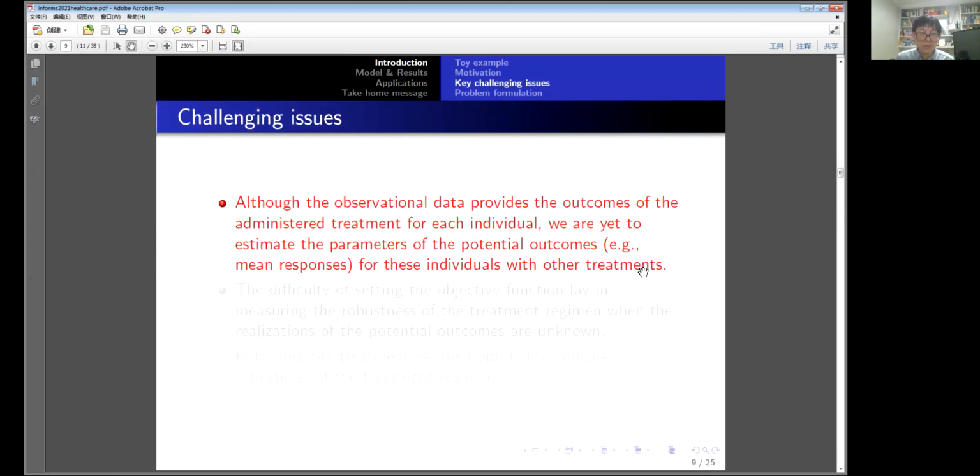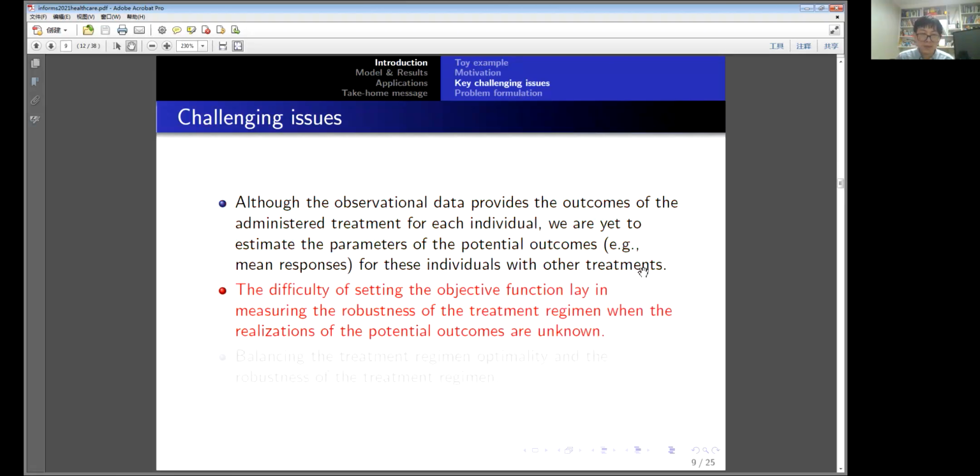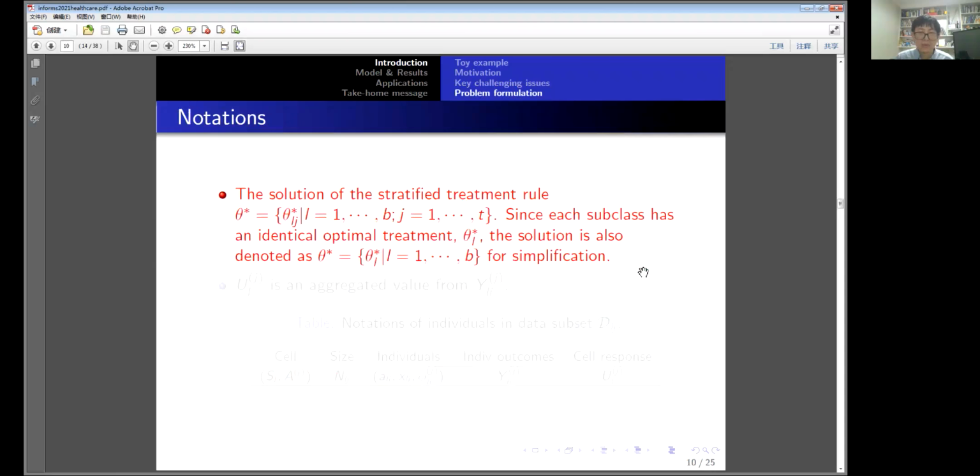There are 3 challenging issues. Although the observational data provides the outcomes of the administered treatment for each individual, we are yet to estimate the parameters of the potential outcomes for those individuals under other treatments. The difficulty in setting the objective function lies in the robustness of the treatment regimen, when the generalization of the potential outcomes is unknown. The third challenging issue is balancing the treatment regimen opportunity and the robustness of the treatment regimen.